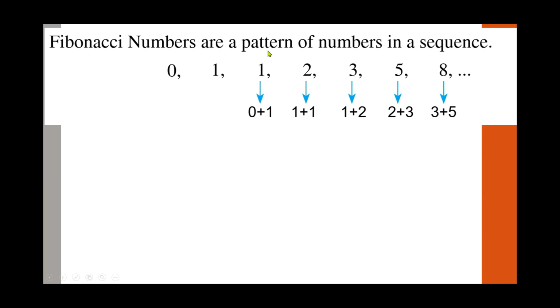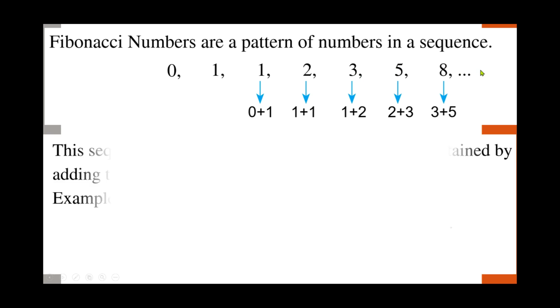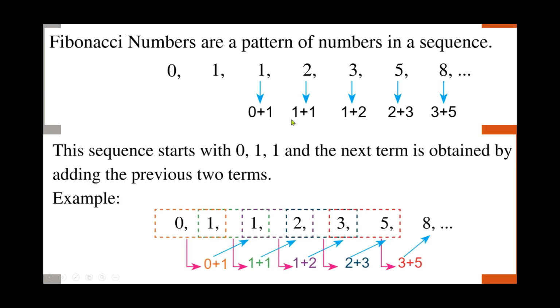So this one, for example, the number 1, is the addition of 1 and 0. We get 1. 1 plus 1, we get 2. 2 plus 1, we get 3. 3 plus 2, we get 5. 5 plus 3, we get 8. And so on. Okay, so I show you another figure here. So remember, the Fibonacci number sequence starts with 0, 1, 1.